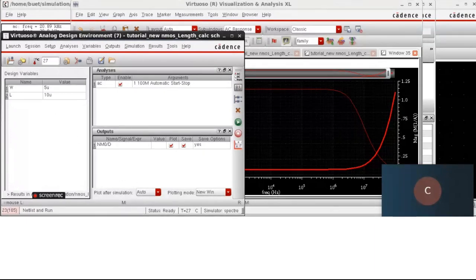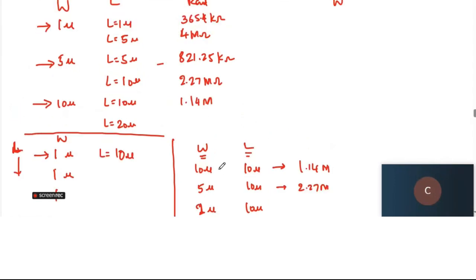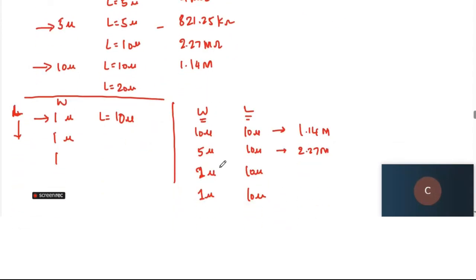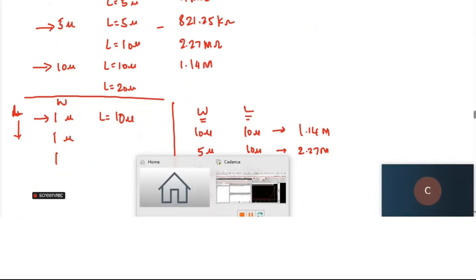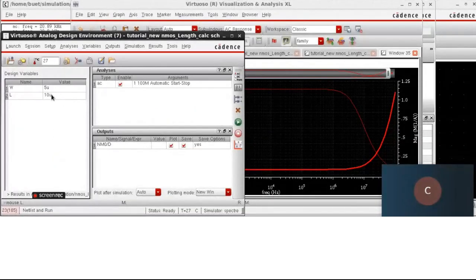Basically, here I think we have done this combination. L as 10 and W as 5. Yeah, we have this combination also, right? We have already done this one, L as 10 and W as 5, which is over here. We're getting 2.27 mega. And then we tried L as 10 and W as 2. We'll do this one, L 10 and W 2. Change it here directly.